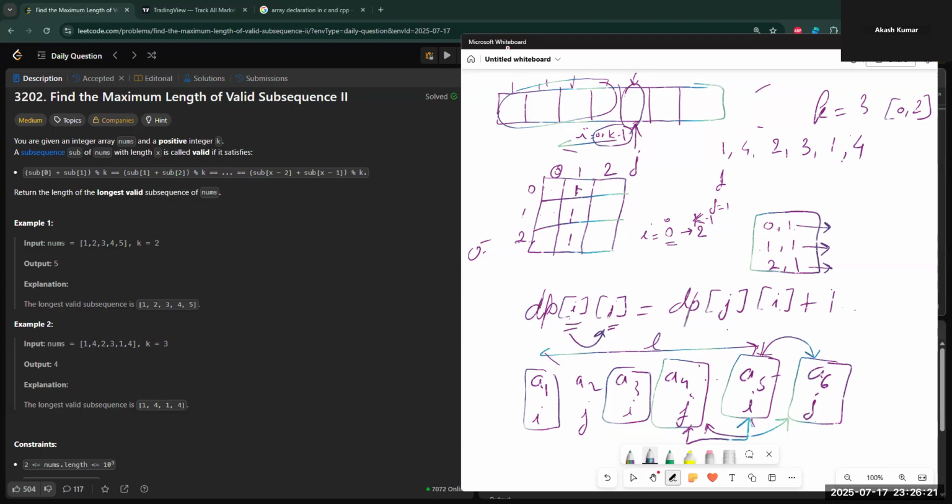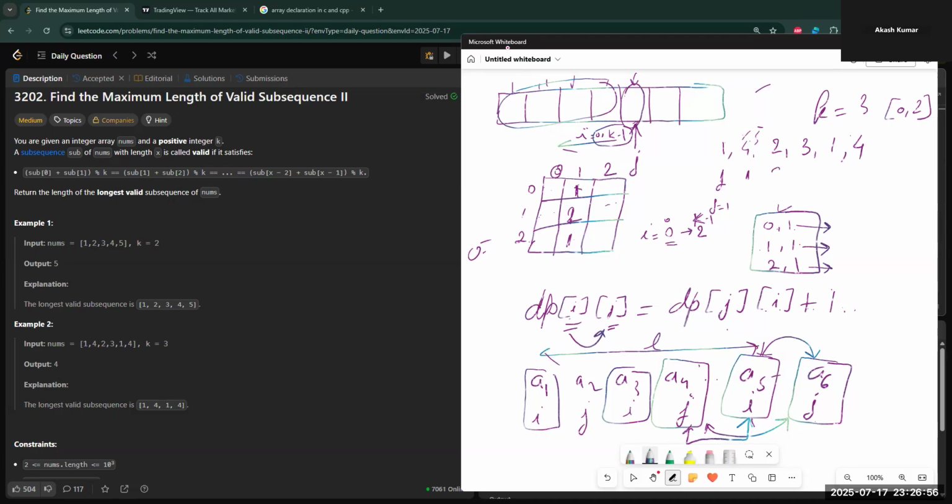Again the modulus: 4 modulo 3 is equal to 1 only. So dp[0][1] equals dp[1][0] plus 1; dp[1][0] is still 0, so this will be 1 only. dp[1][1] equals dp[1][1] plus 1. Now dp[1][1] was 1, so it will be 2. Then dp[2][1] equals dp[1][2] plus 1; here it is 0, so it will be 1 only.